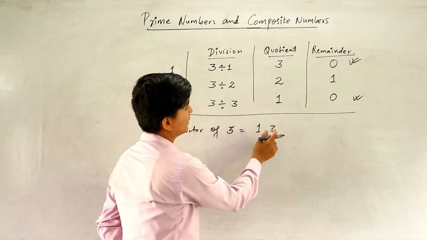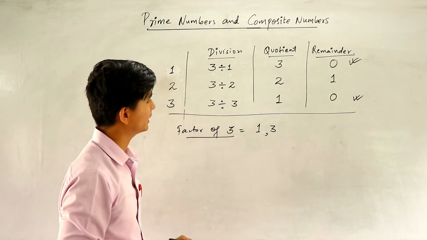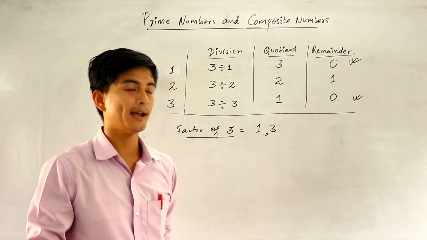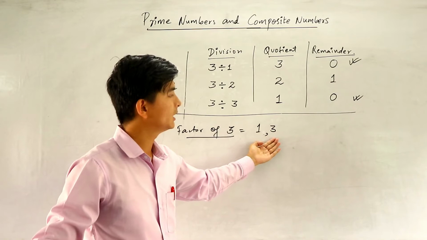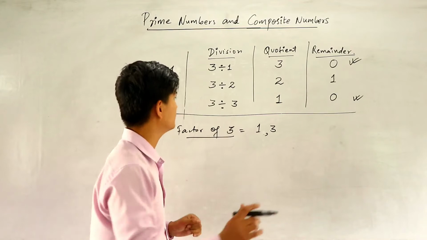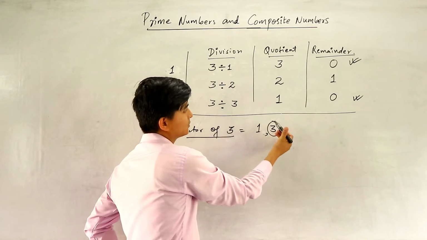So from here we can say that a prime number is a number which has two factors. Like this, 1 and 3, two factors. The number which has only two factors, not more than that. So the number itself, because we are taking out the factors of 3, we have got 3 and 1.